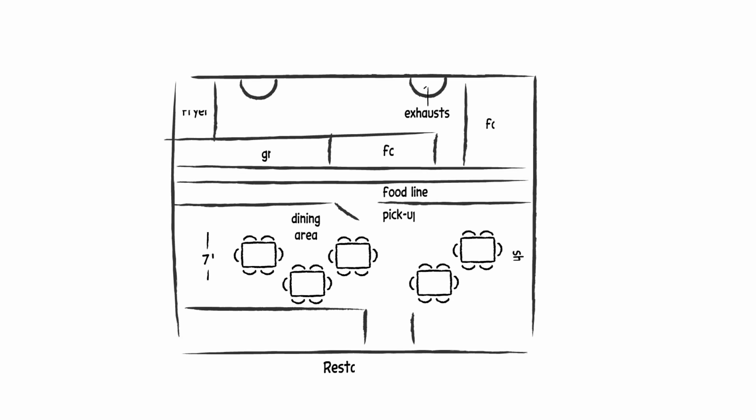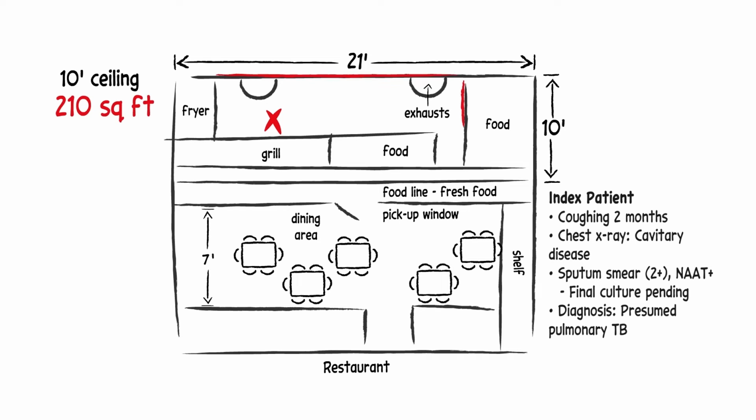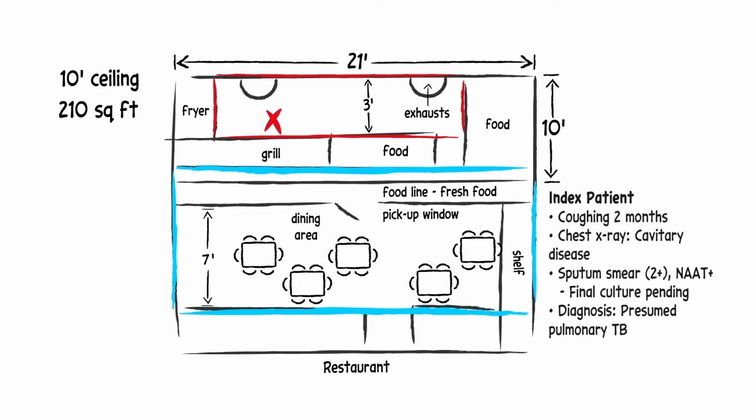In this example of a restaurant, the X represents the index patient who was employed as a grill worker. The kitchen area is 210 square feet, with 3 feet between the grill and the back wall. It's stuffy back there. But the area in front of the grill is open, so the wait staff working in front of the grill would have very little exposure, other than when standing by the pickup window waiting for the food.